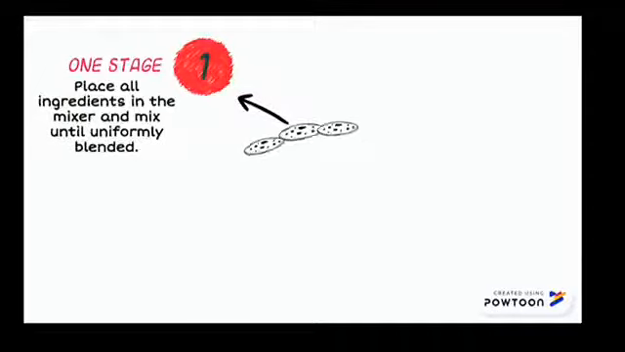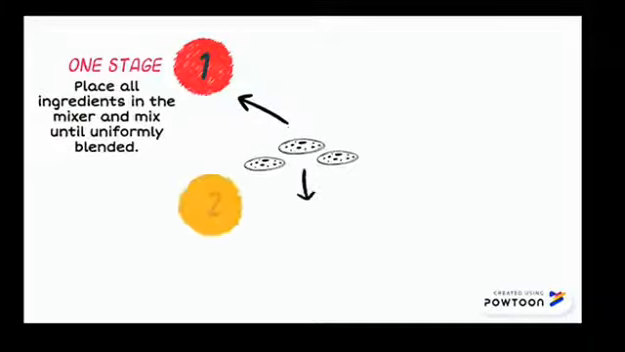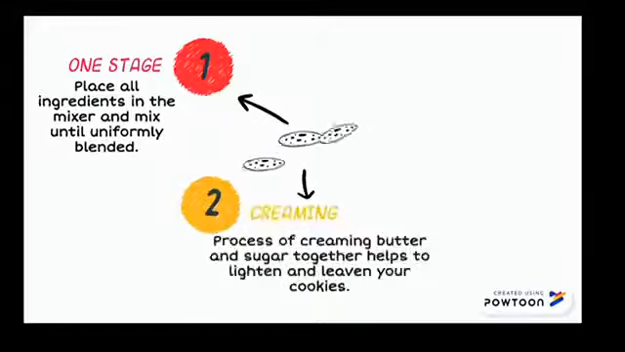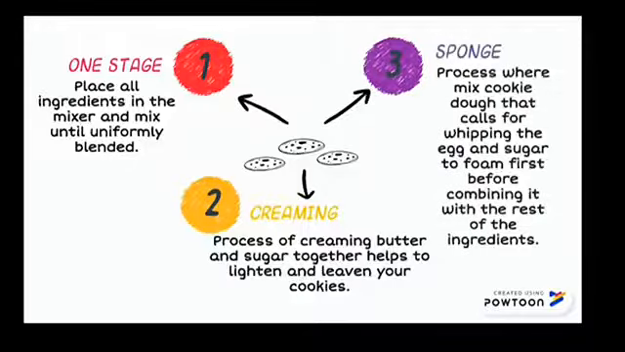Mixing methods. One-stage: place all the ingredients in the mixer and mix until uniformly blended. Creaming: the process of creaming butter and sugar together helps to lighten and leaven your cookies. Sponge: with a mixed cookie dough that calls for whipping the eggs and sugar to form a foam before combining it with the rest of the ingredients.